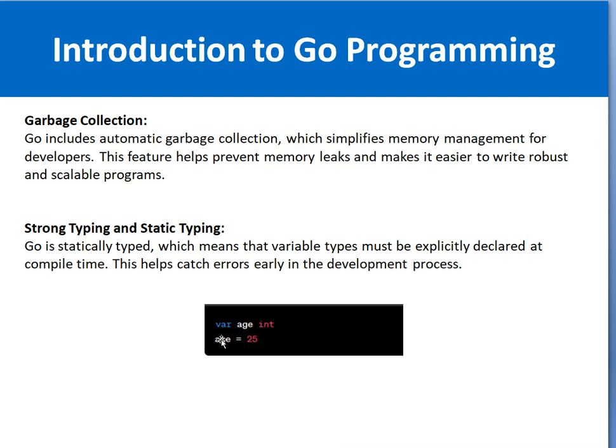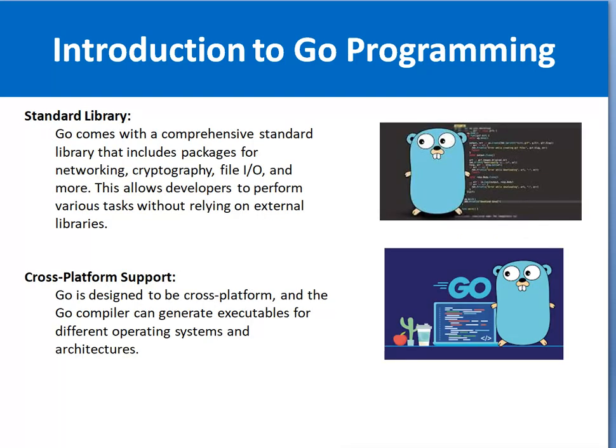Okay, so typing is very important whenever you are defining a variable, and the compiler is strict; it will not execute the code if there is any issue in the type of variables. Next is the standard library.